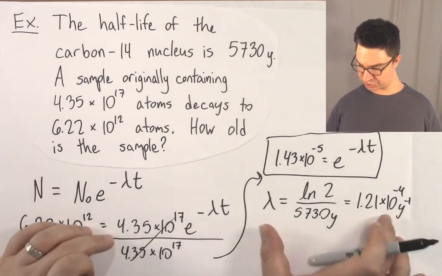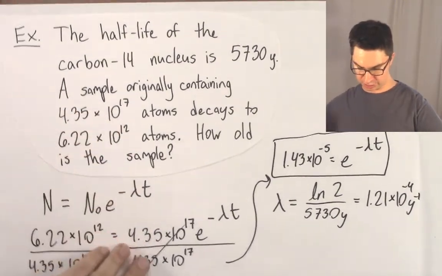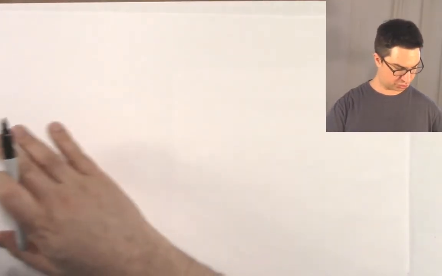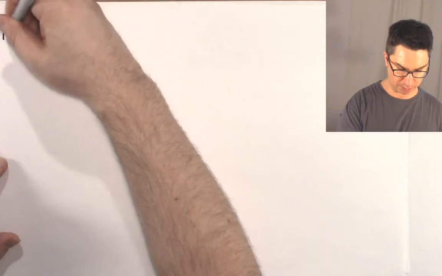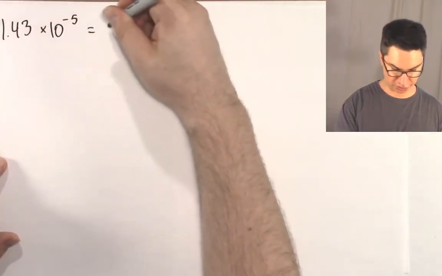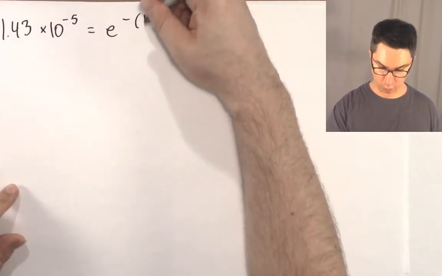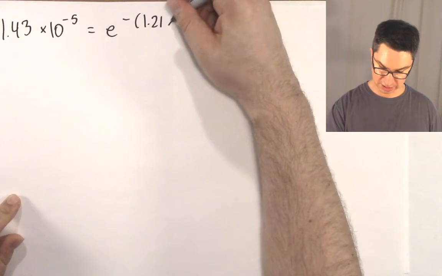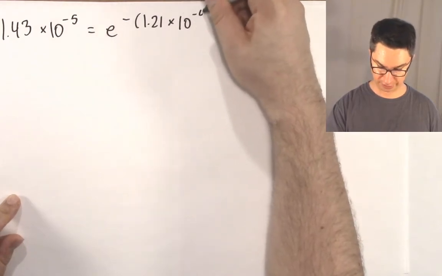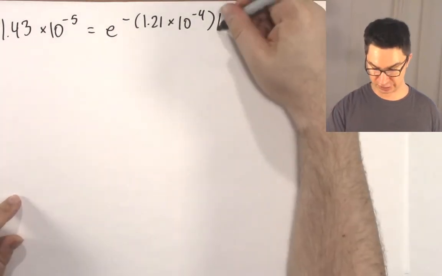All right, very nice. So now, let's go to where we have a little bit more space, and let's finish this problem. So we're going to say, all right, we left off with 1.43 times 10 to the negative 5th equals e to the negative, and now we're going to put in our lambda. Our lambda is 1.21 times 10 to the negative 4th. Now it's all SI units here, so I'm not going to worry about the units, times t.